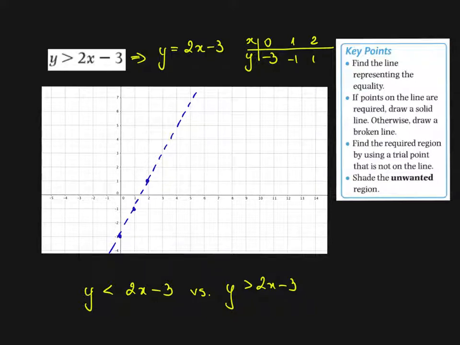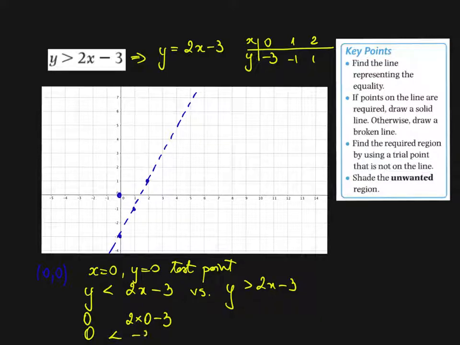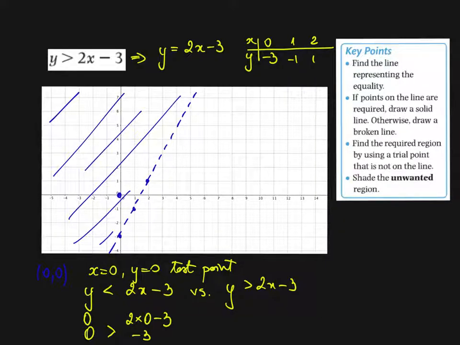Let me take a test point. So if 0, 0 is my test point, so x equals 0, y equals 0 for my test point. If I replace here 0, and in the right hand side I have 2 times 0 minus 3, 0 is smaller than negative 3. No, this is false. 0 is bigger than negative 3. So 0, 0, it's a bad point. Therefore, together with this point, I need to shade the whole region, and the region unshaded will be my solution.